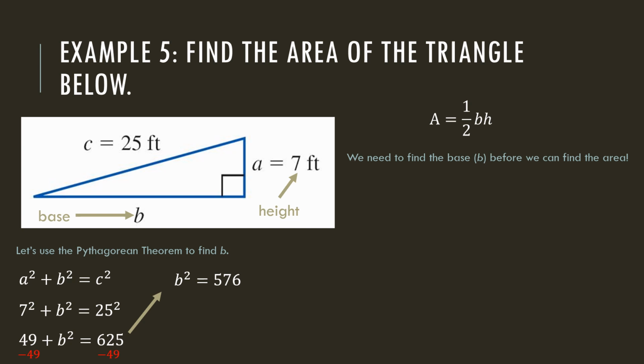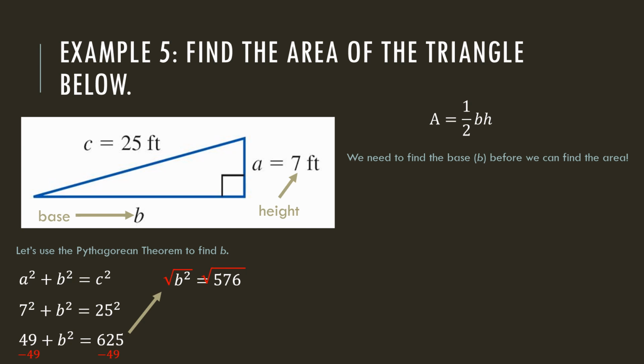Now next you're going to see something that we haven't talked about before. In order for us to get b by itself, we need to get rid of that squared term. So we need to take the square root of both sides, because that's going to cancel out the squared. Right, so square roots cancel squares. So I've taken the square root of both sides.